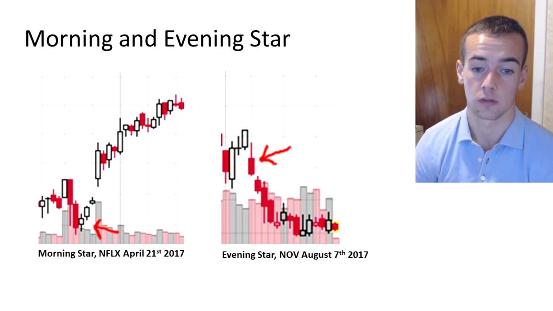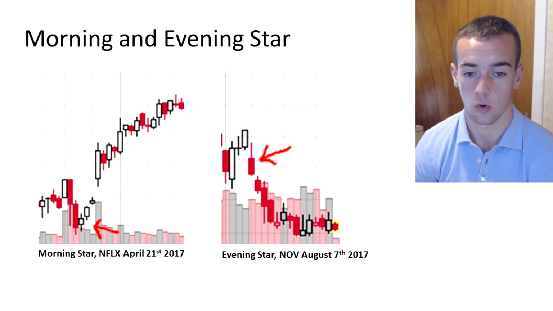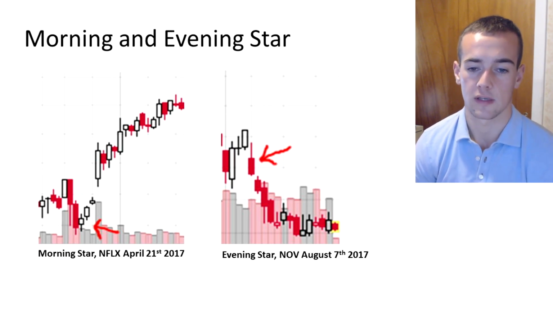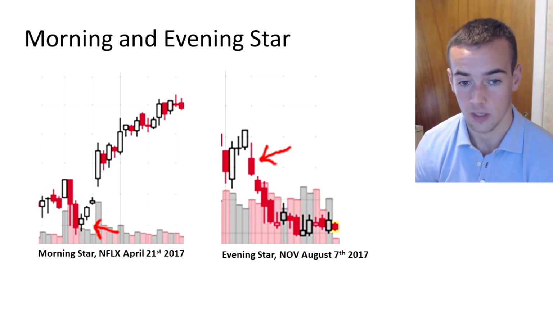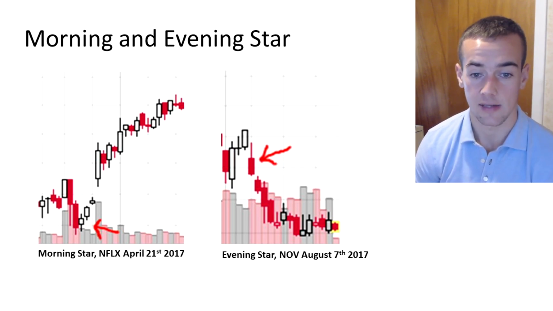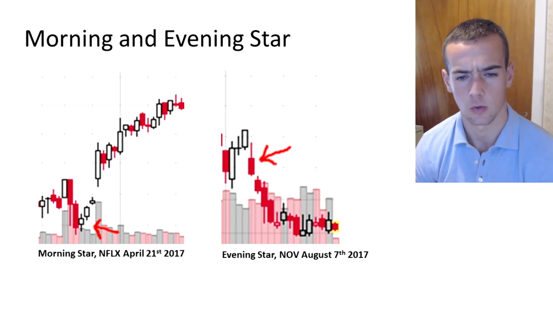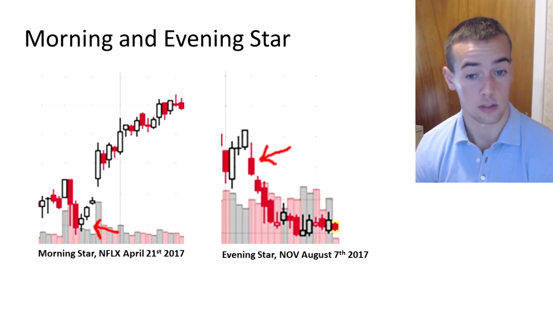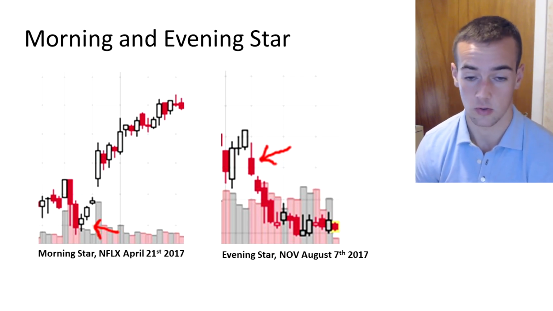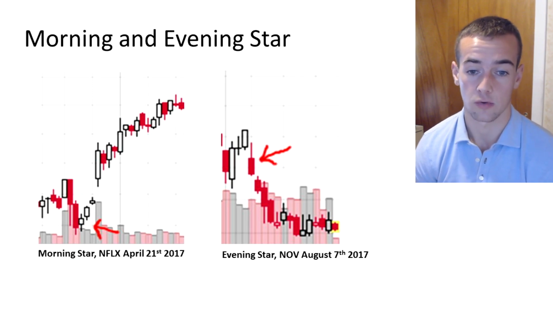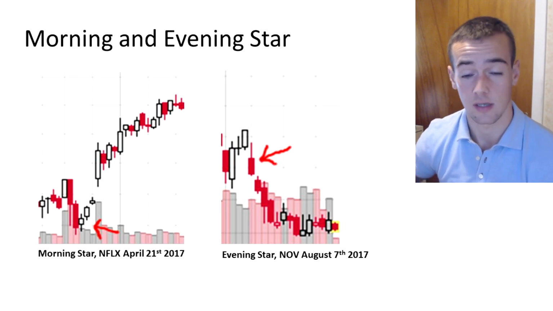And then we have an example of the evening star. This was on National Oilwell Varco, August 7th of 2017. And you can see the evening star pattern formed and resulted in a multiple day downtrend, and then it appears the stock went into a basing period there. We're going to talk about the stages of the stock coming up shortly. That is called a dormant or basing stage, when you're seeing all the patterns trading in a tight price range like that.